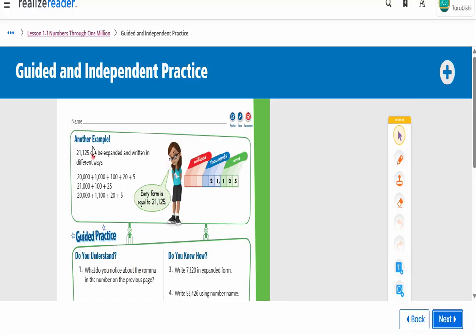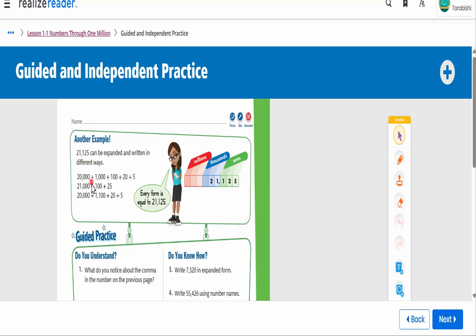We're now going to get started on another example and then our guided practice. So here we can see 21,125 can be expanded and written in different ways. One of the ways that we can do that is 20,000 plus 1,000. So if you notice here, this is the 20,000. Then we have 1,000 plus 100, which is right here, plus 20 plus 5.